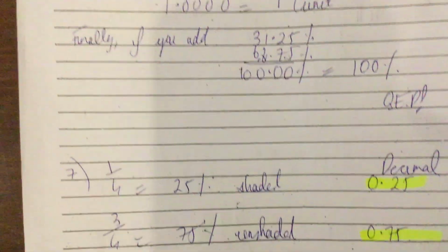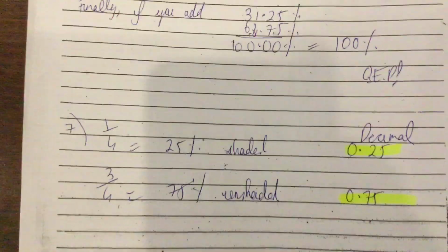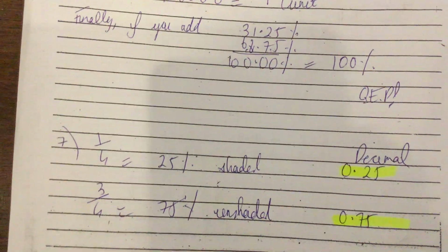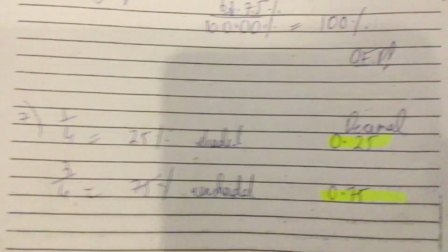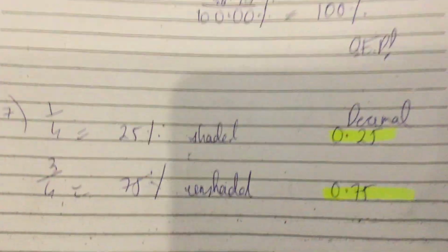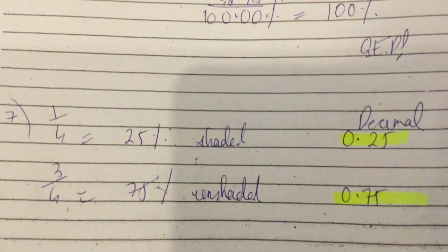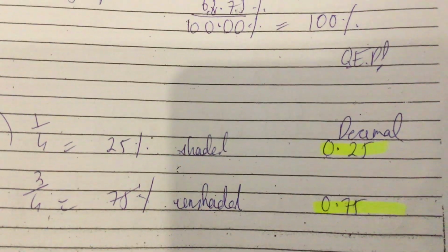Now 7 is 1/4, and I'm not even going to go there. A quarter is 25%, and 3/4 is 75%, and a quarter is 0.25, and 3/4 is 0.75, and these are ones you should know off by heart. And 1/2 is 0.5, or 50%. Okay, guys?